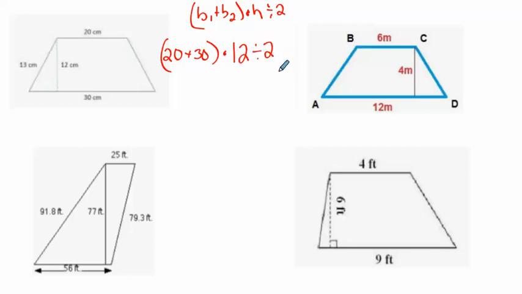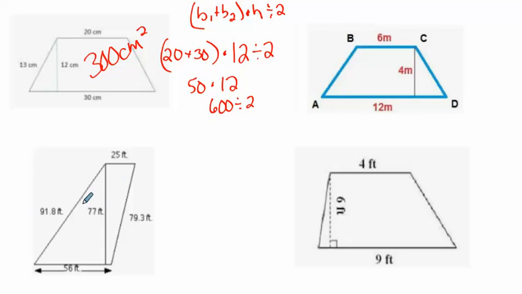Now you can grab your calculator. Remember, this is plus. Follow it. 20 plus 30 is 50, times 12. So that would be 600. And then divide by 2. Okay, you must write this out, guys. All right, so this would be 300 square centimeters.